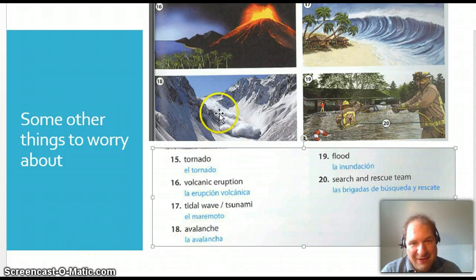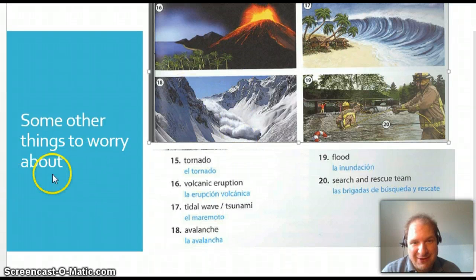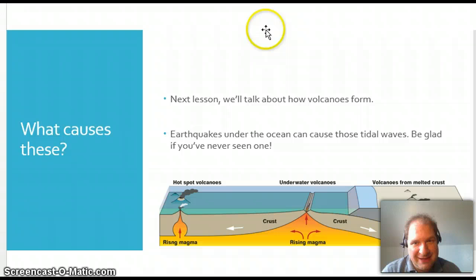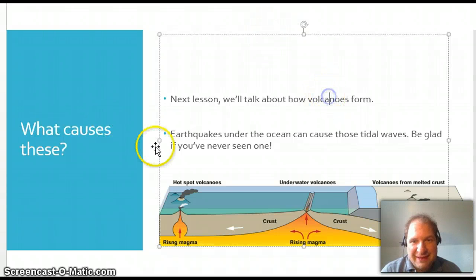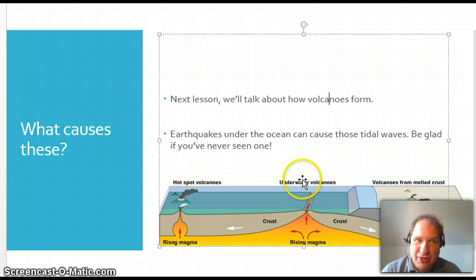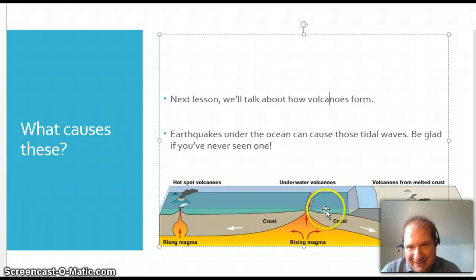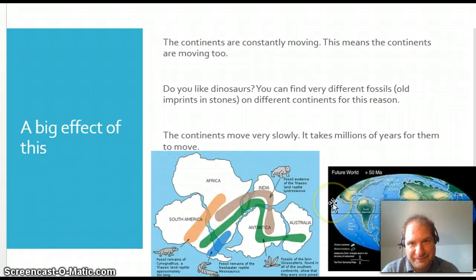The big one, avalanche. I'm not going to make this a vocabulary word. These we'll talk about next class. Volcanoes, tornadoes, not a big deal here. So earthquakes, under the oceans, they can cause what's called a tsunami. Huge tidal wave coming in. But you can see here, crust, pieces of the earth joined together. And sometimes this is how Puerto Rico was formed.